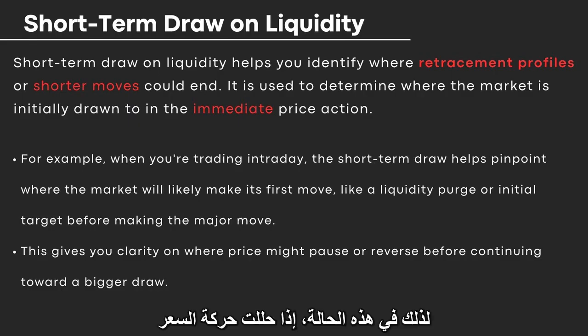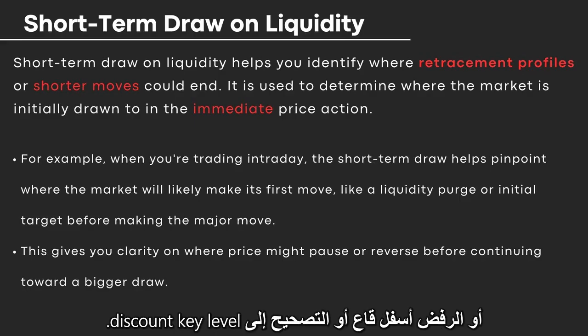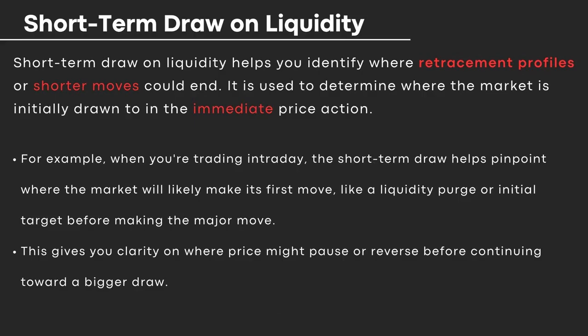So in that case, if you analyze price action and you see that we're kind of in the middle of nowhere, then the first thing you would anticipate and expect price to do is to make a retracement profile, reject below a low, or retrace into a discount key level.